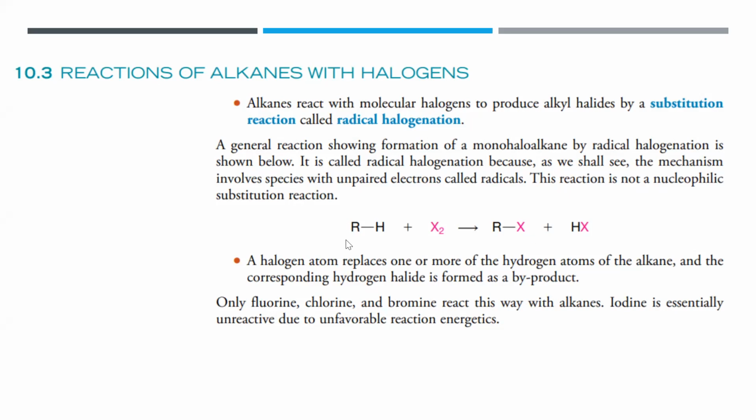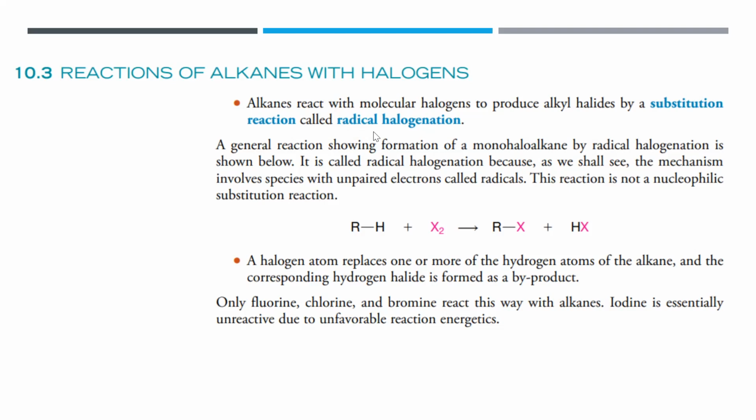halides. But the mechanism for that is the addition reaction, electrophilic addition reaction, and your nucleophile is your alkene. It's a heterolytic bond formation. In this case, alkanes instead of alkenes can react with your halogen to form your alkyl halides. But the mechanism behind it is what we call radical halogenation.